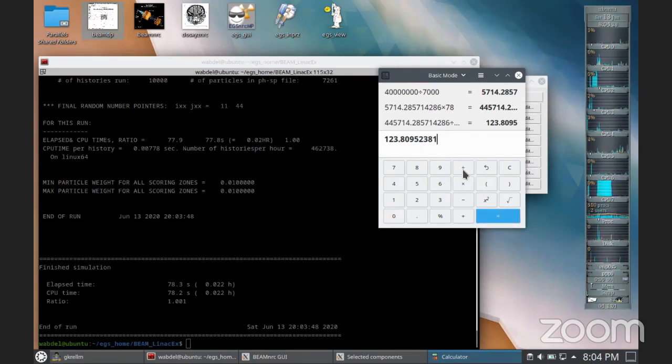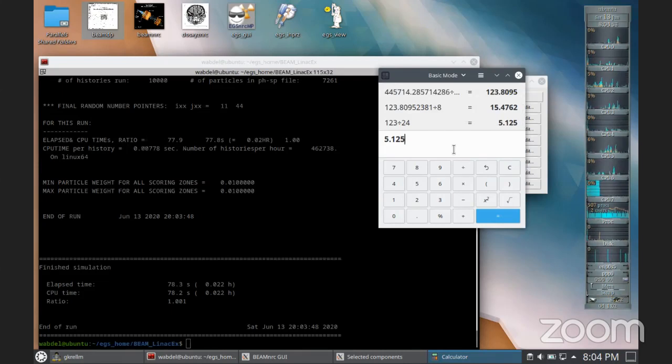Now I happen to have an 8-core machine, so I would divide by 8, and I can get 40 million particles roughly in 15 hours on my machine. That's why parallel processing is important, otherwise it is going to take 123 hours. So 123 divided by 24, that's 5 days.